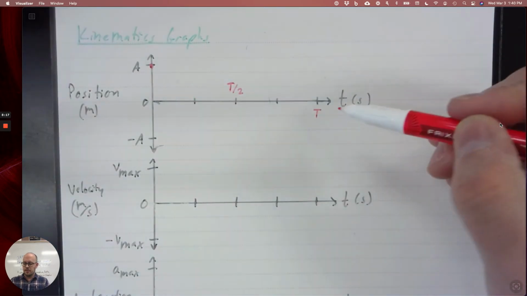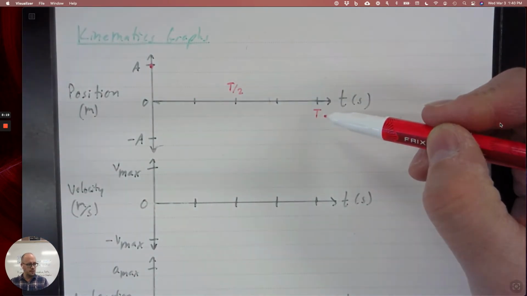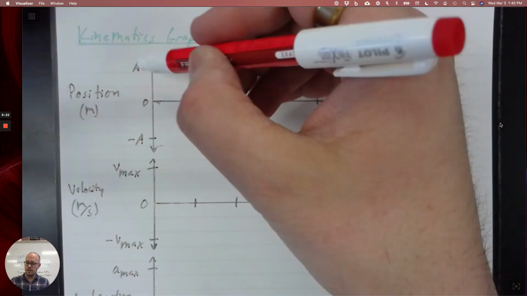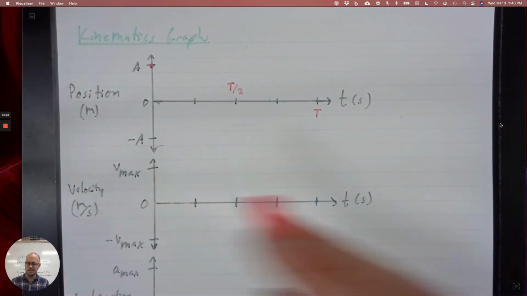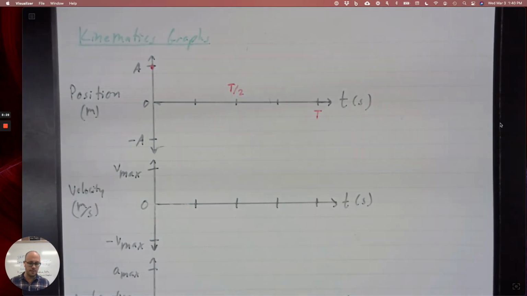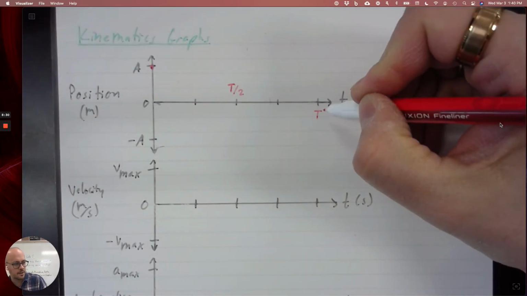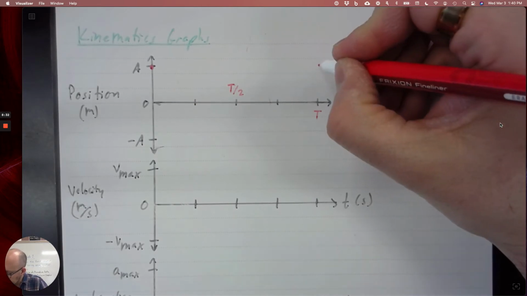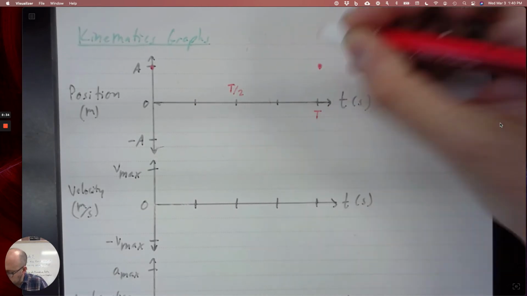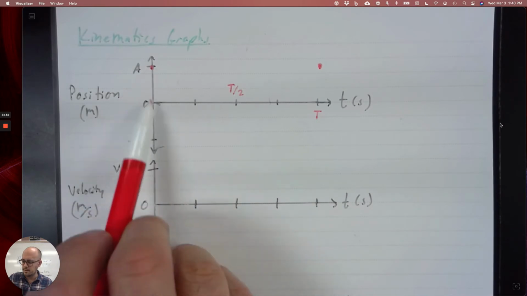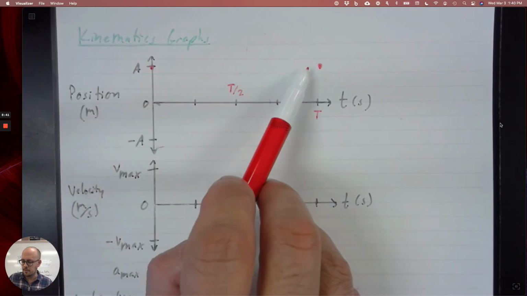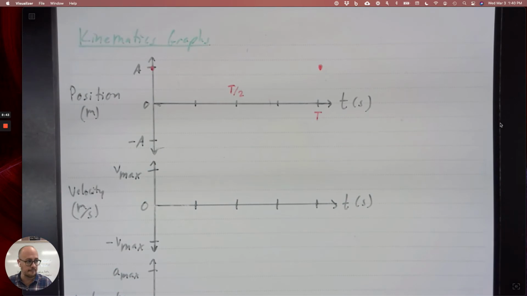Now, in one period of oscillation, it has to go all the way to the other end of its oscillation and come back. So I can map this out. By the time it gets to time T, the position is going to have returned to its original position. So wherever it starts at time 0, it gets back to that point at exactly time T. This graph has to be sinusoidal.